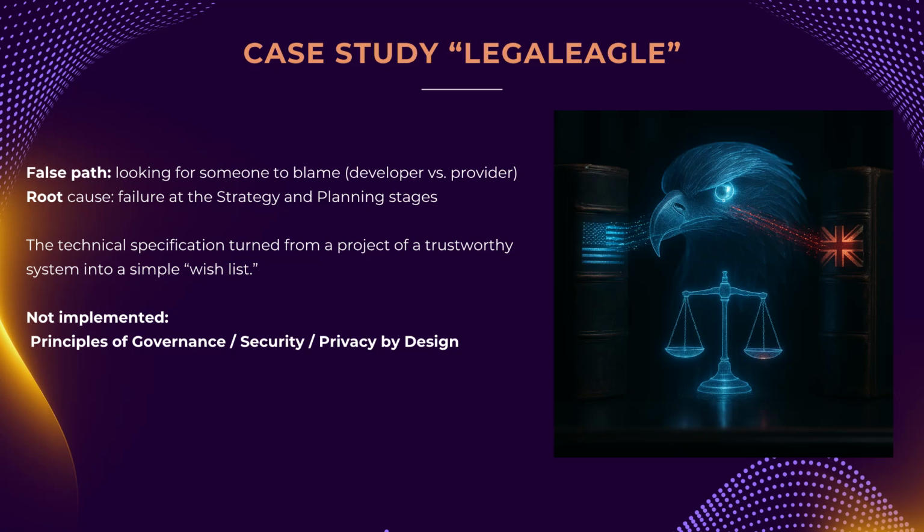The first instinct in a crisis is to find who's at fault, the developer or the data provider. But that is a false path. The blame game is a symptom, not the disease. The fundamental failure happened long before the incident. It occurred at the very first stages, strategy and planning, due to the absence of governance, and it passed through every subsequent stage. If you haven't taken the lessons dedicated to the AI system lifecycle, I strongly recommend reviewing them.